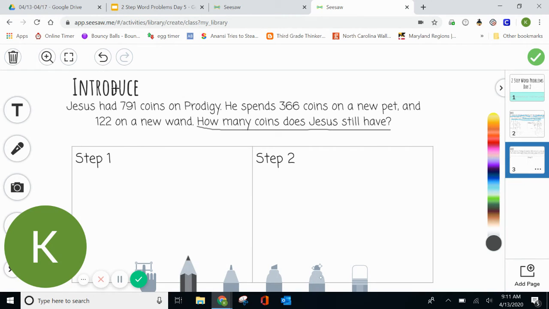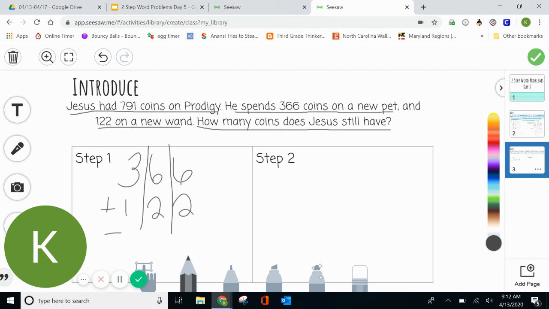Well, I know he started with 791 at some point. But he chose to spend 366 coins on a new pet and 122 on a new wand. That means if I combine or add 366 plus 122, I'll find the total number of coins he's spent so far. I still need to remember he had this 791. So in the second step of my problem, I think I'm going to be taking away whatever I find from step 1.